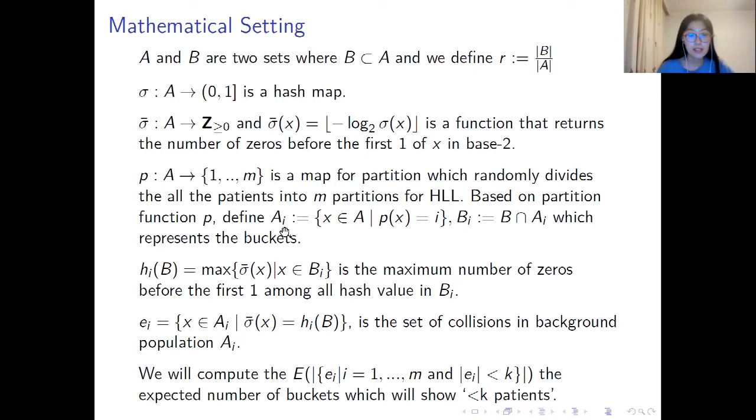And we define the buckets as A_i and B_i. A_i is the bucket for the background population, and B_i is the bucket for the population with diabetes. H_i^B is the maximum number of zeros before the first one among all hash values in B_i. In short, H_i^B is the number in the HyperLogLog sketch of the i-th bucket. And E_i is the set of collisions in the background population A_i. If the cardinality of E_i is smaller than k, then we say this bucket is not k-anonymous. So we want to compute the expected number of buckets which are not k-anonymous, which is the expression shown in the last line of the slide.